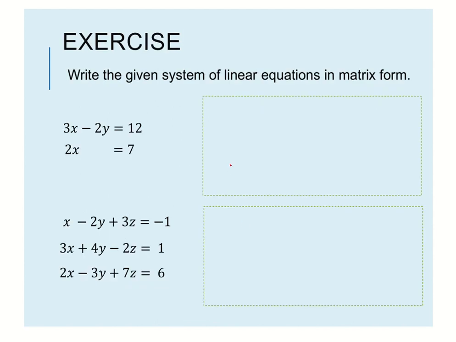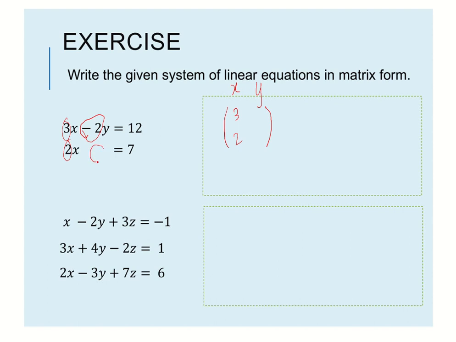Okay, let's do some exercises here. Write the given system of linear equations in matrix form. To convert the system of linear equations to matrix form, first we are going to take the coefficients of the variables. So the coefficients for x will be 3 and 2. Therefore, we have 3 and 2. This is the coefficient for x. Now for the coefficient for y, we can see here we have -2.